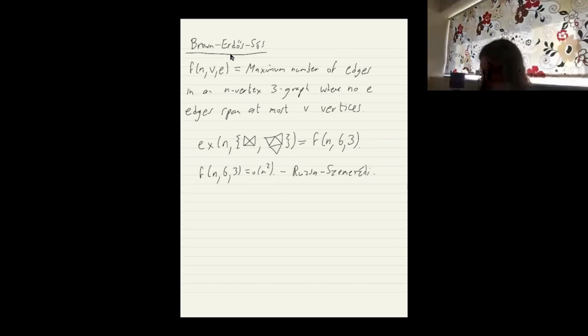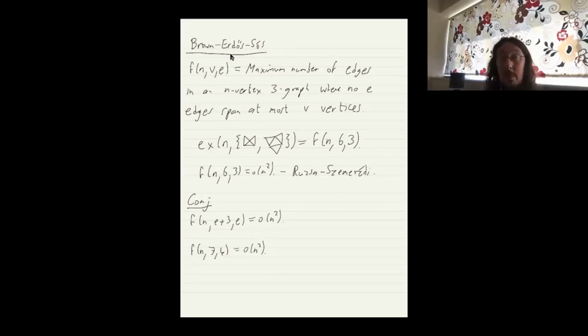All right, so the conjecture, which is usually called the Brown-Erdős-Sós conjecture, but it was stated gradually over time. The conjecture is that f_n(e+3, e) is equal to little o of n squared. In particular, we have this conjecture that f_n(7,4) is equal to little o of n squared, which is usually just called the (7,4) problem.